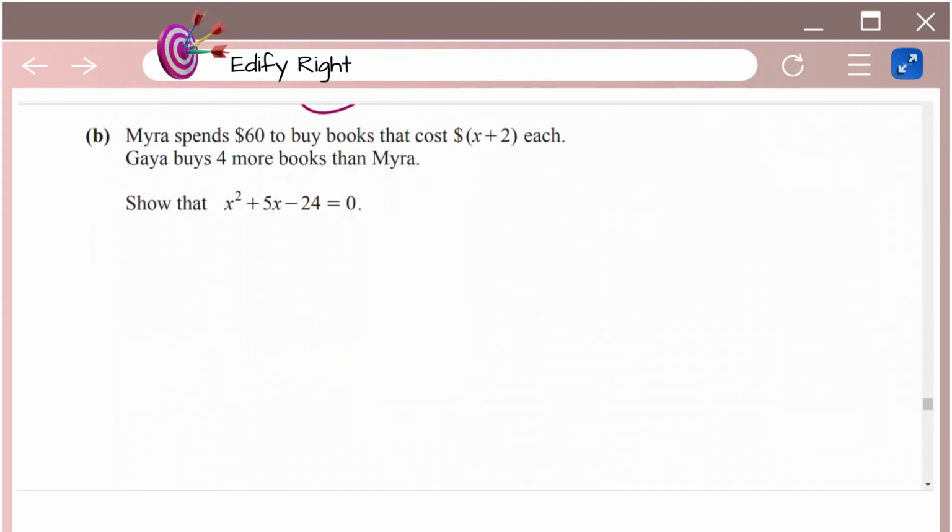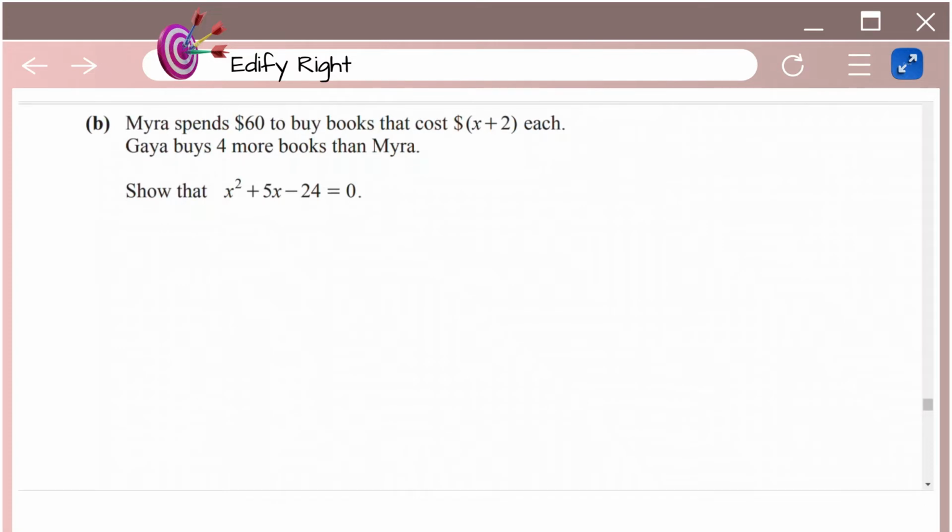Next, Myra spends $60 to buy books that cost X plus $2 each. Gaya buys 4 more books than Myra. Show that X squared plus 5X minus 24 equal to 0. Okay, let's try to understand the statement here first. They are trying to say that the number of books bought by Gaya is 4 more than Myra. So the expression is going to look like this: G is equal to 4 plus M, if G and M are the number of books bought by Gaya and Myra.